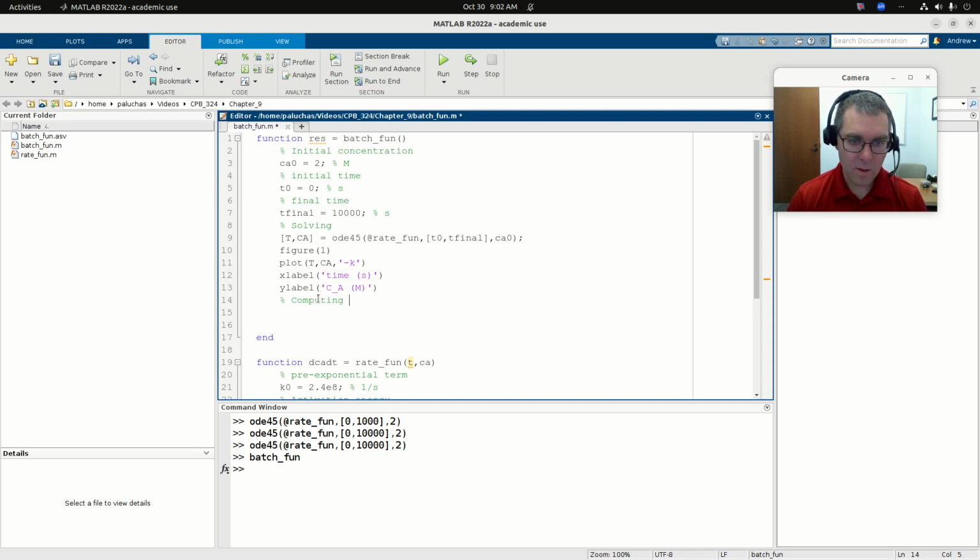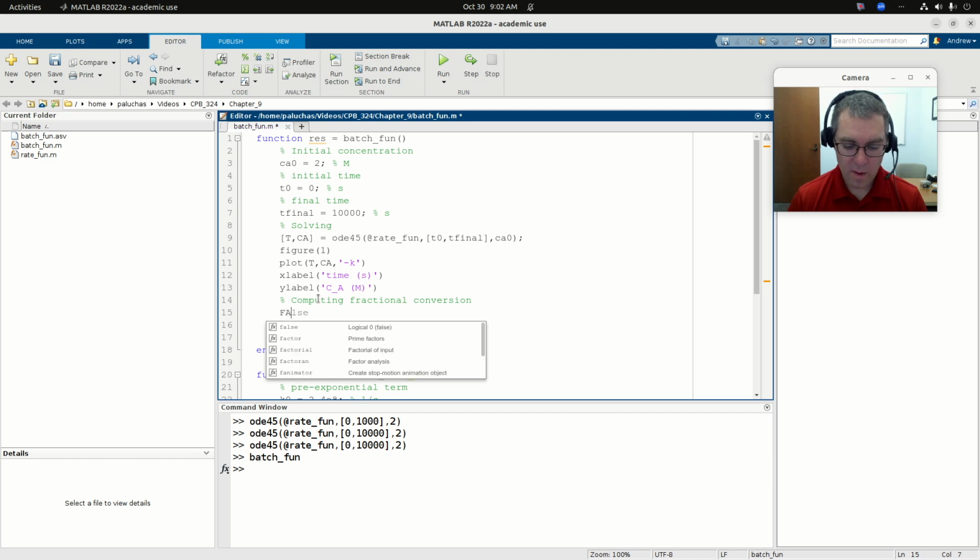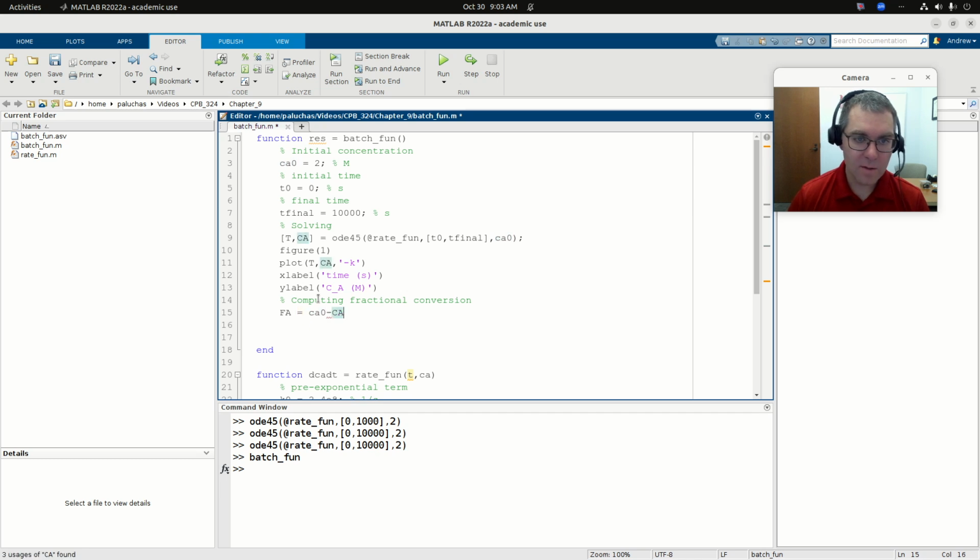So let me do computing fractional conversion. FA is going to be equal to (CA naught minus CA), put that in parentheses, element-wise divided by CA naught, since CA is a vector. And then let me add another figure. I'm going to plot in figure 2 the fractional conversion of A versus time.